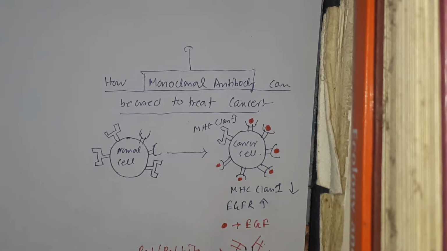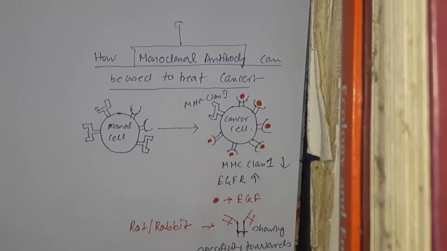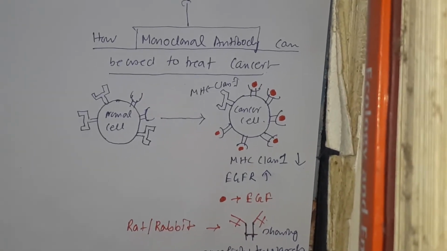But this process is quite different from those. Here we will provide a monoclonal antibody against the cancer cell. Before going to talk about the main process, we need to know a basic property of cancer cells, right?